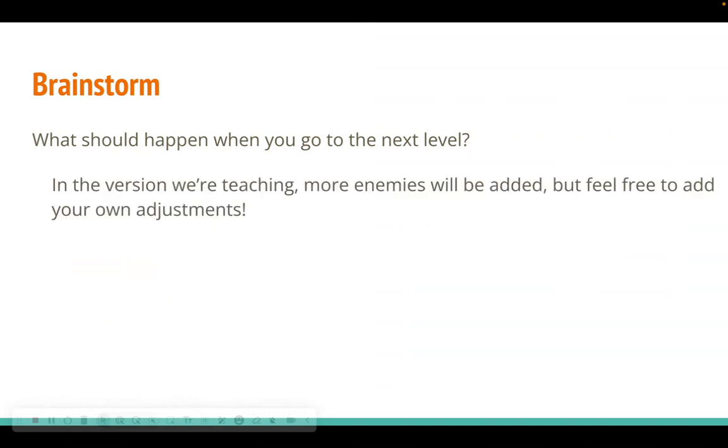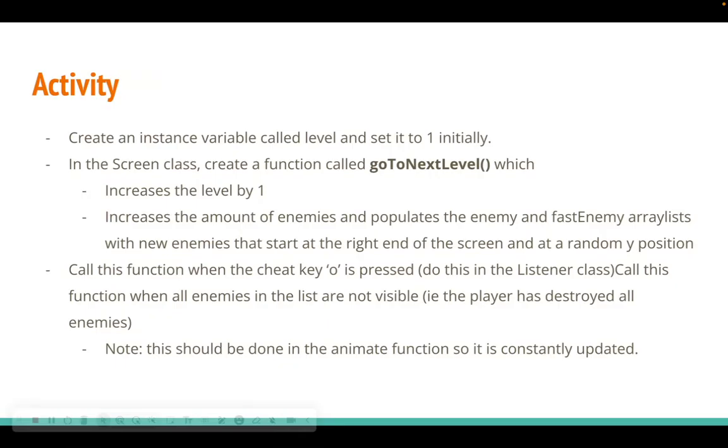In this version we're teaching, more enemies will be added, but you can also feel free to add your own adjustments and additions. So now what I want you to do is create an instance variable called level and set it to 1 initially. Then in the screen class, create a function called goToNextLevel, which will increase the level by 1, increase the amount of enemies, and populate the enemy and fast enemy array list with new enemies that start at the right end of the screen and start at a random Y position.